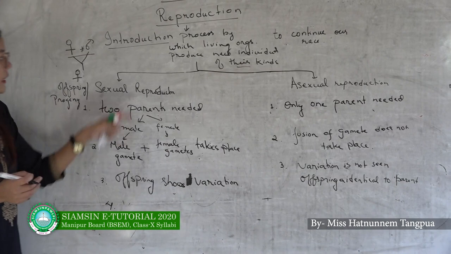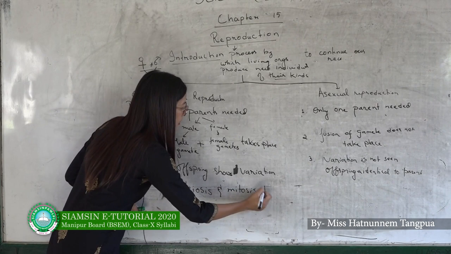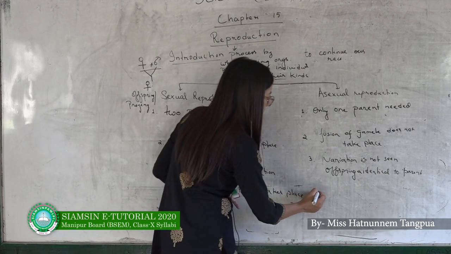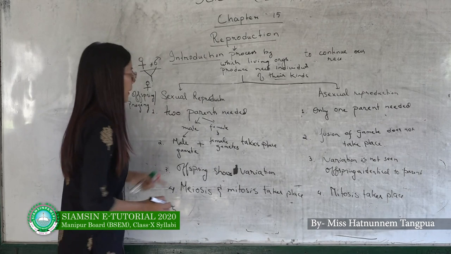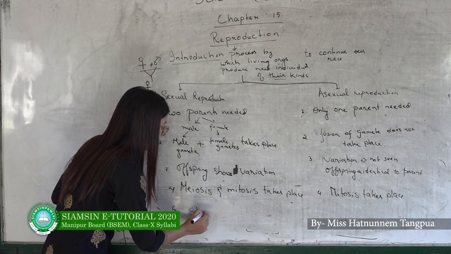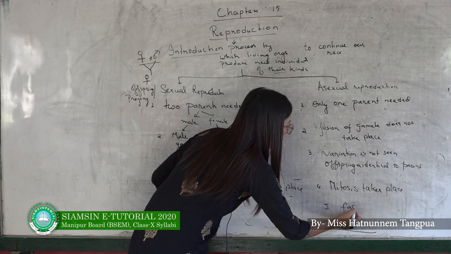In sexual reproduction, meiosis and mitosis take place. In asexual reproduction, only mitosis takes place. Sexual reproduction is a slow process. Asexual reproduction involves only one parent, and it is a fast process as compared to sexual reproduction; it is very fast, whereas sexual reproduction is slow.